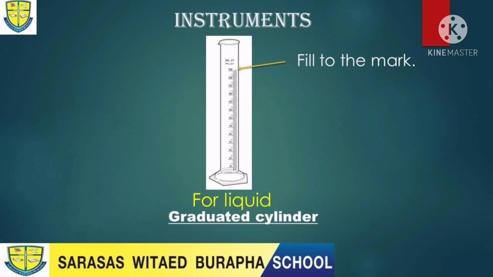Next instrument is the graduated cylinder. This graduated cylinder is used to measure the volume of a liquid. But how can we find if the volume of the water is correct? We need to fill it up to its mark or the label of the graduated cylinder. That is how we measure the liquid using the graduated cylinder.